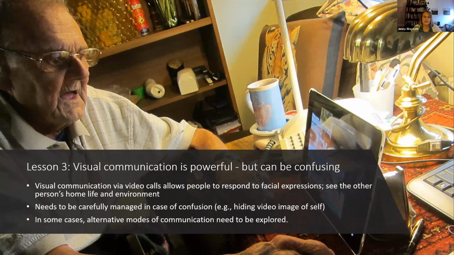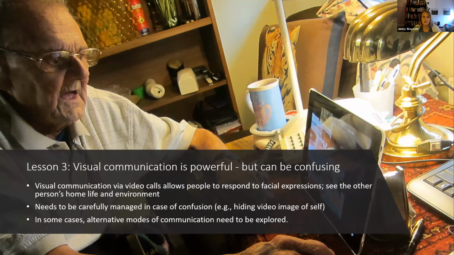And that relates to this last lesson, which is that visual communication can be powerful. So we saw some examples where visual communication was really important, but it can also be confusing. And so the opportunities are that you can see somebody's facial expression, you can take the person into the home life and environment that you're calling them from, but this needs to be carefully managed in case of confusion. So an example would be hiding the video image of the self so that they're not confused by looking at their own image on the screen.